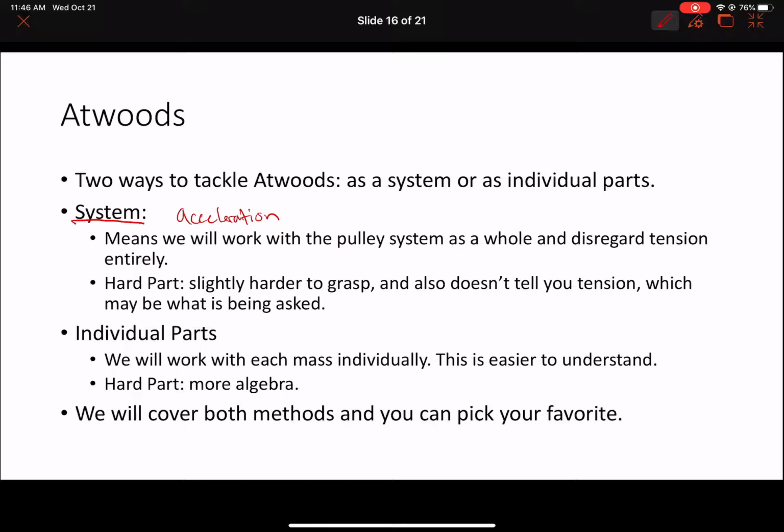Once we find the acceleration, then we can do individual parts, which is more algebra intensive, but it's a little bit easier to understand. And then that can be useful to solve for tension. Because on a problem, I might ask for acceleration, but maybe I'll ask for what's the tension in the rope, in which case you need to be able to do the individual parts and solve for it. And so we'll cover both of those with this example.